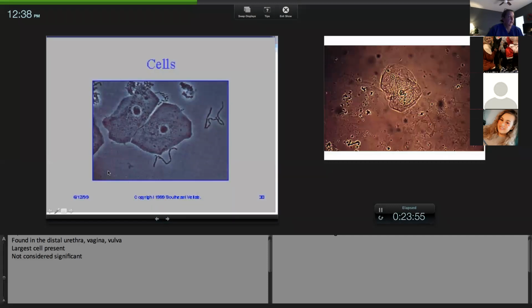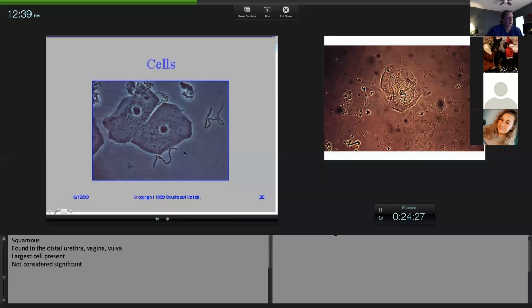And like right here, this is a squamous cell. So we've got that in the urethra, the vagina, and the vulva. So obviously if we have a free catch or a catheter, you can get all these cells. They are large. And again, because they're on the upper lining, they tend to be flat and have a condensed nucleus.